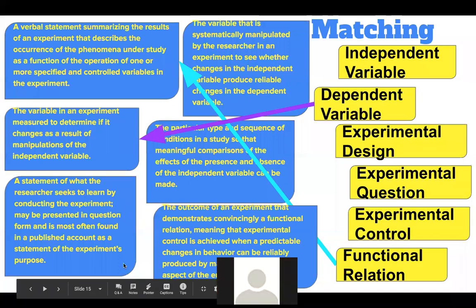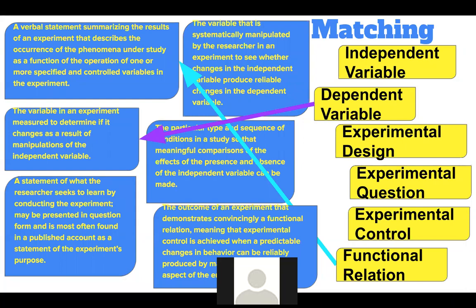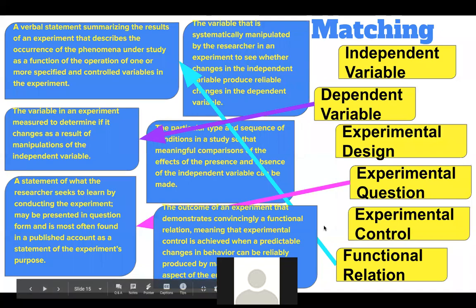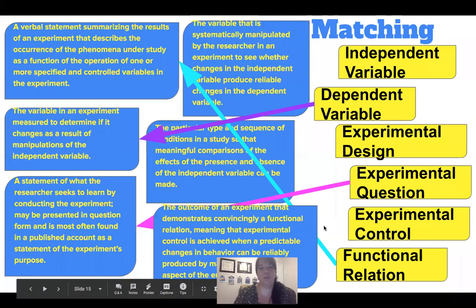A statement of what the researcher seeks to learn by conducting the experiment may be presented in question form and is most often found in a published account as a statement of the experiment's purpose. What is that? Experimental question. Yeah, awesome. All right, let's do two more and then I'll do the last one. The top one right here.